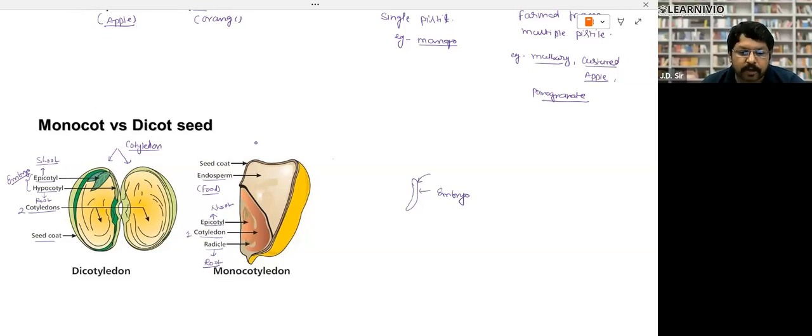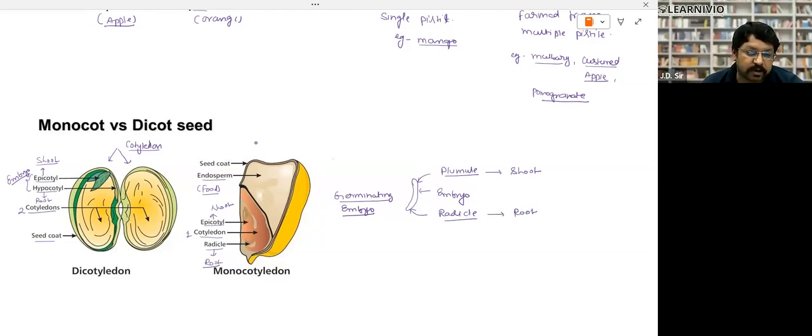The top part of the embryo is called the plumule. When the embryo germinates, you need to understand it clearly: this plumule will give rise to the shoot part, right? And the lower part is called the radicle. When the embryo develops, the radicle will give rise to the root part, right?